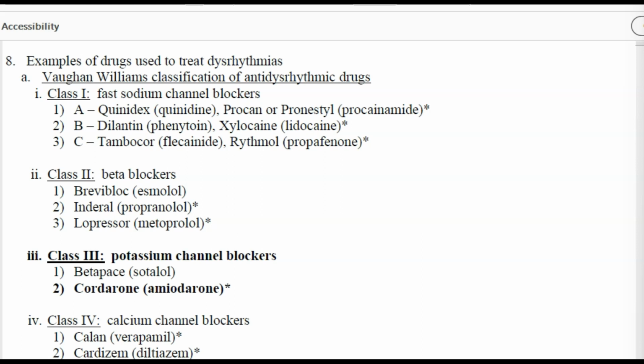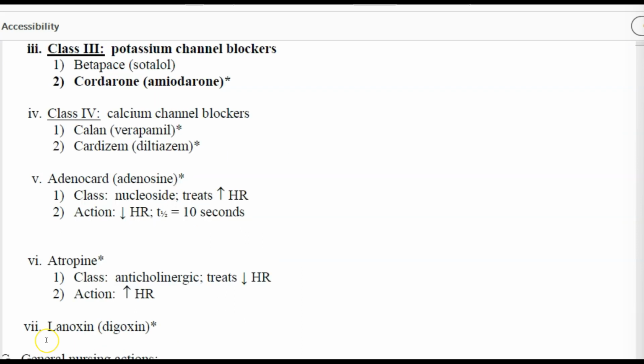Under class 2, we have beta blockers. So we have the Brevibloc or esmolol, Inderal or propranolol, and Lopressor or metoprolol. Class 3 or potassium channel blockers, they're mainly used for ventricular dysrhythmias, but they're also used for atrial dysrhythmias. We have Betapace or sotalol, and the very well known and commonly used Cordarone or amiodarone. So this is one medication that you're going to see a lot, and I do expect you to know this medication or get familiarized with it.